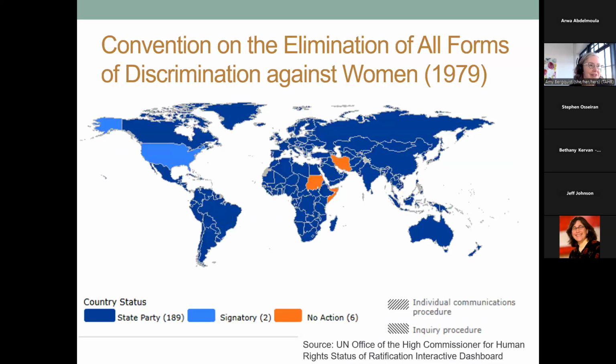The next treaty we'll talk about is the Convention on the Elimination of All Forms of Discrimination Against Women. Again, fairly widely ratified. This is a treaty body we've just started over the past few years doing advocacy with to raise issues related to women, gender, and the death penalty. And we're becoming increasingly successful in raising these issues.